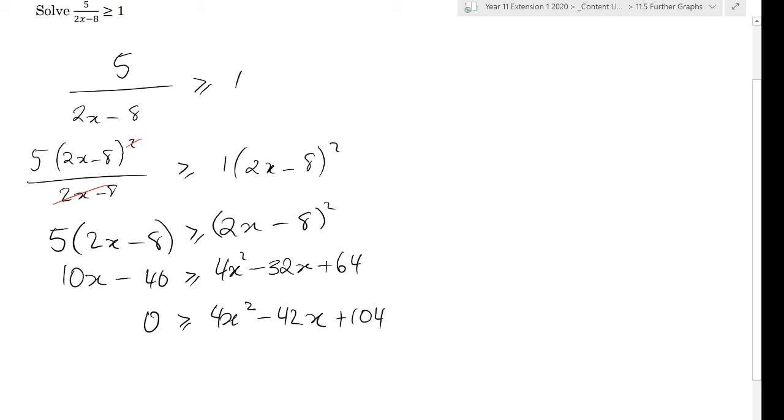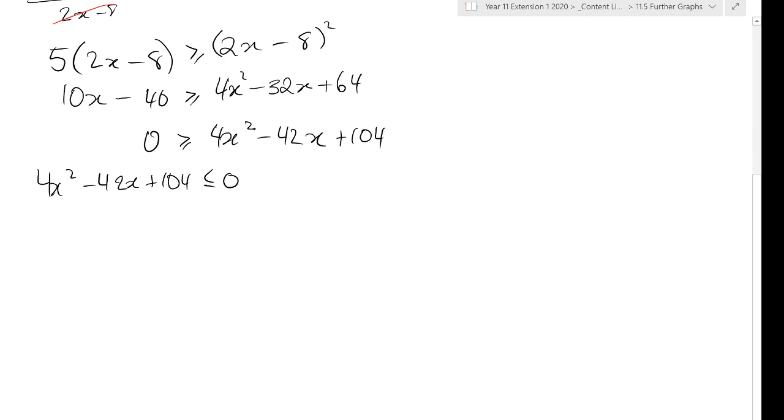Okay, so that is greater than 0, but then I can just rewrite this as 4x squared minus 42x. Let me write that a bit neater. Minus 42x plus 104 is less than or equal to 0. So if I flip them around, I flip the sign too.